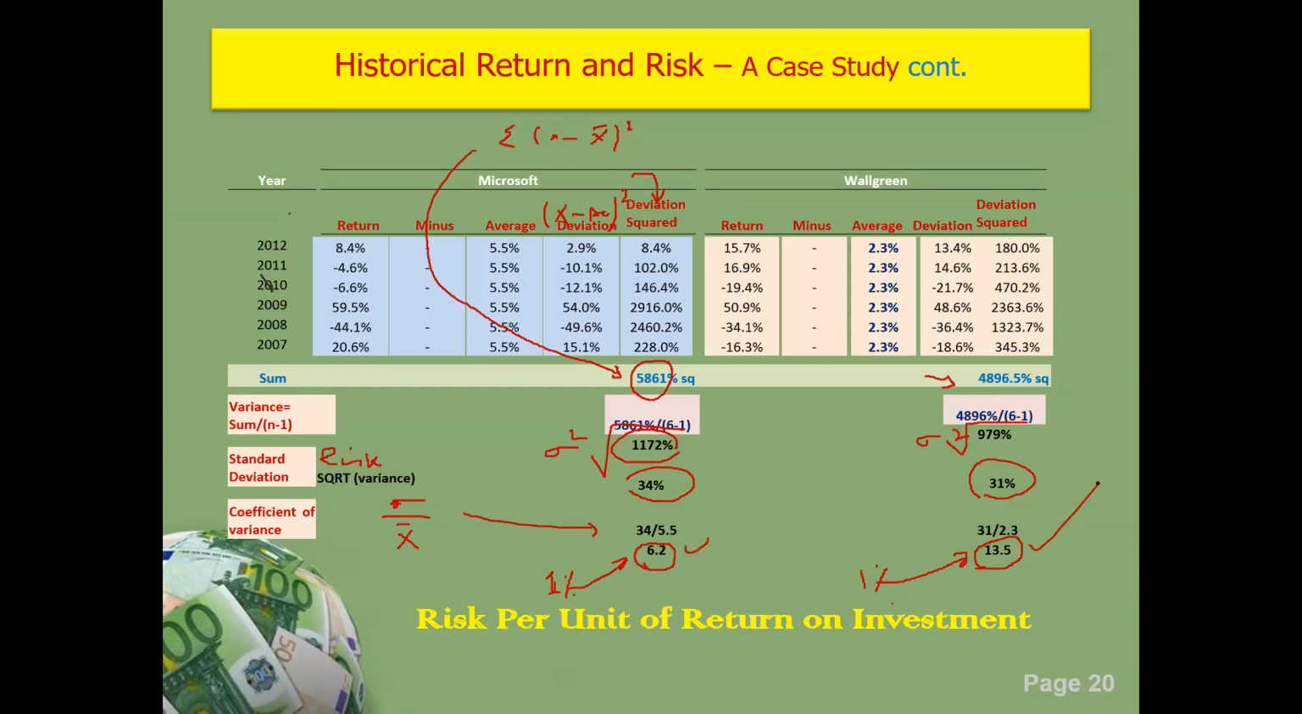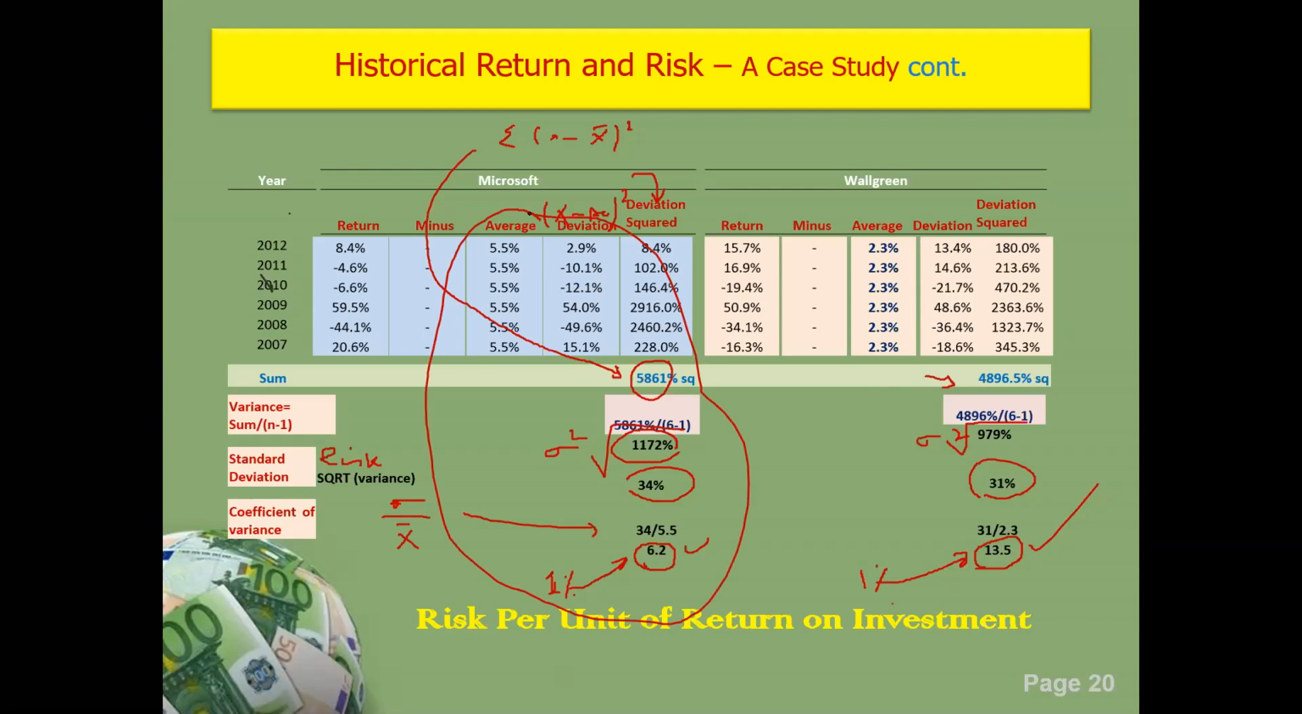Low units of risk are better for us. For the same 1% return, here it is high risk and here it is low risk. So this way we reach the conclusion that this company is better, because for 1% of return, we are exposed to fewer units of risk.